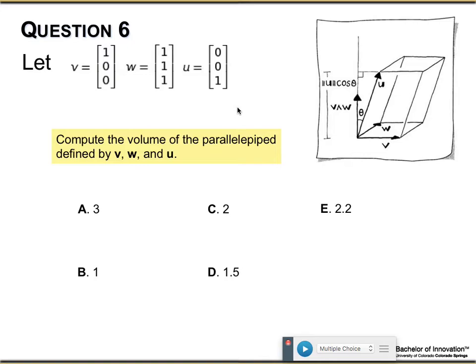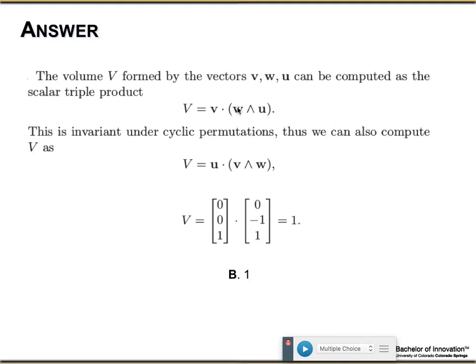Okay, so most people got this. The correct answer was B, which you get by doing the triple scalar product: V dot W cross U, or if you want, U dot V cross W. You have to do them in the right order, but any cyclic permutation is already okay. We talked about that.